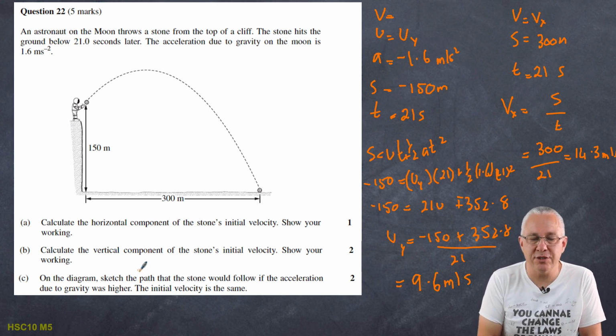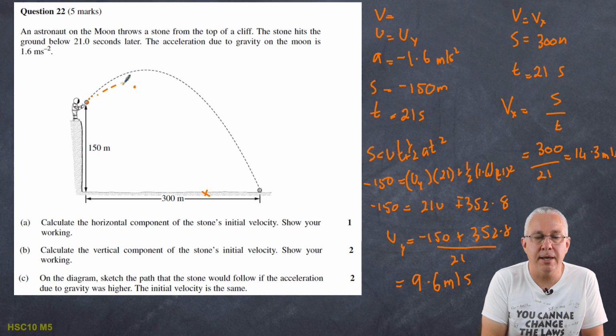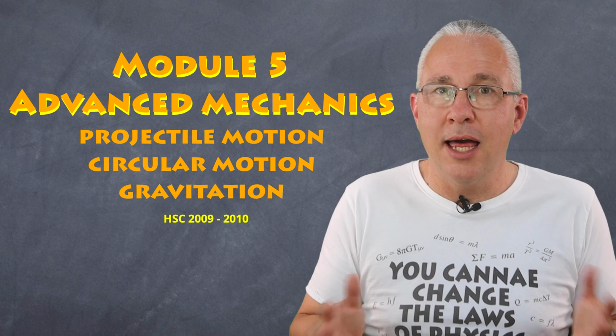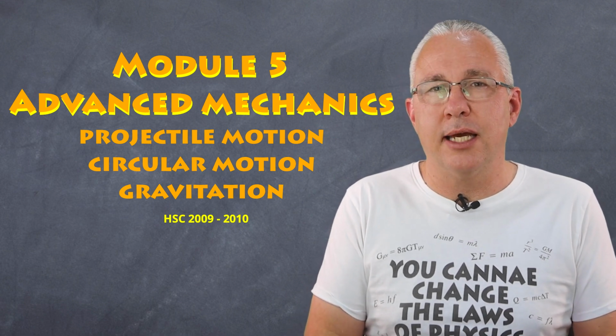Finally, it says on the diagram, sketch the path that the stone would follow if the acceleration due to gravity was higher. Well, there are two things that are going to change. We're going to have a shorter range, so we're going to basically land a shorter path. But it's also not going to get as high, and therefore we would expect that the maximum vertical height may be lower. And so that will give us a path that looks something like this. And therefore you get 2 marks because you showed that the vertical height is lower and also the range is shorter. And that was 2009 to 2010.